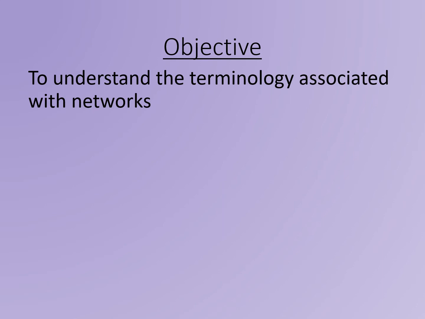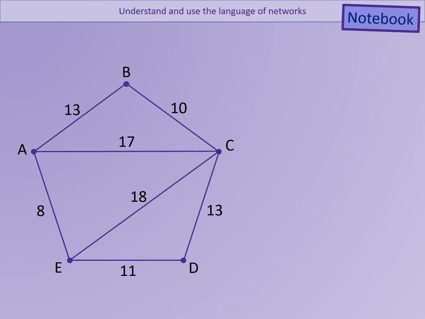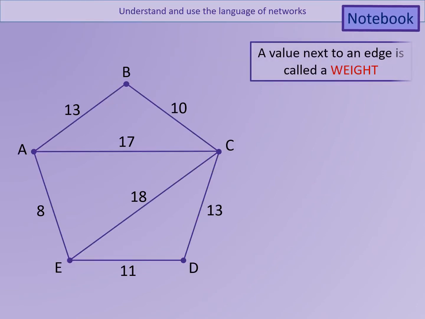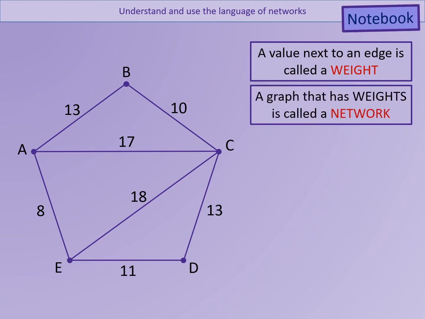In this lesson, we're going to cover some terminology associated with networks. So in some graphs, an edge will have a number next to it. That edge is called a weight. It can represent all kinds of things, but often it's used to represent a distance or the length of time taken to travel along that edge, if the edge represented, for example, a road. A graph that has weights associated with it is called a network.